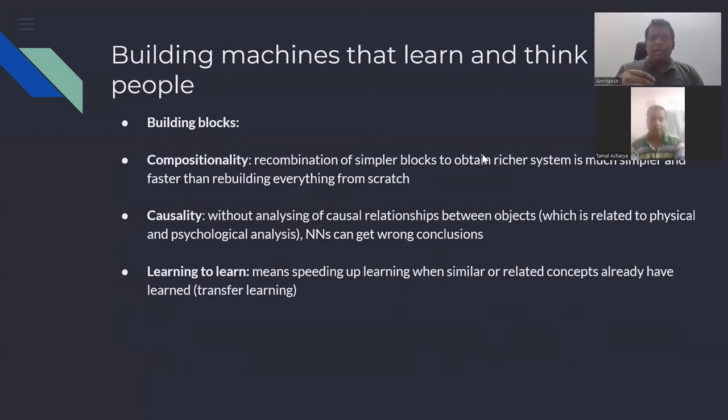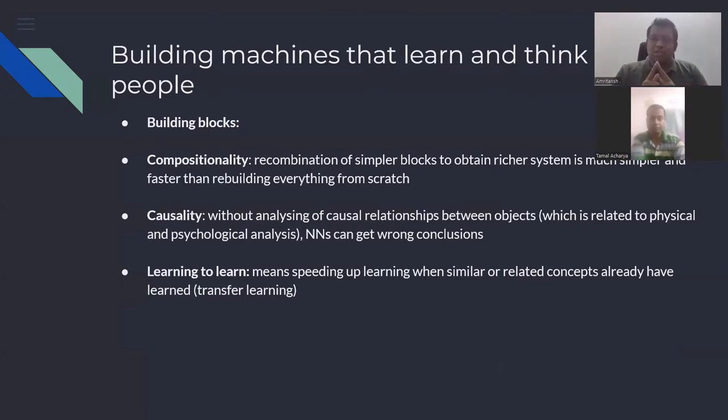Okay. And the building blocks are definitely compositionality, that you compose things. Okay. First, you want to recombine simpler blocks to obtain a richer system. And it will be much faster than rebuilding everything from scratch. So you can just use the system that you already have engaged with.